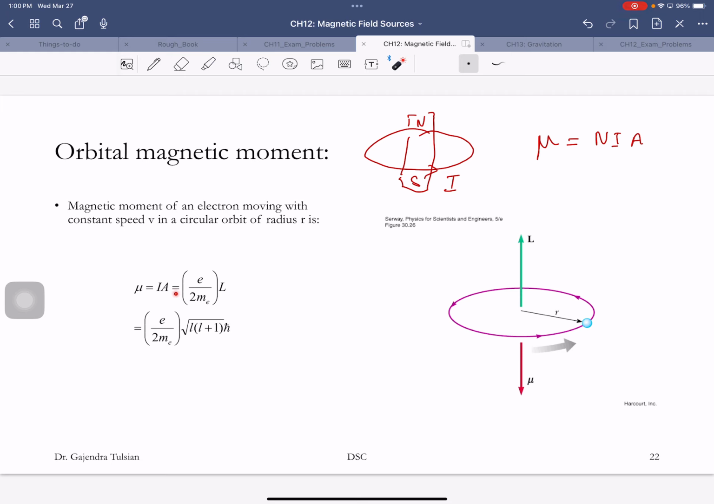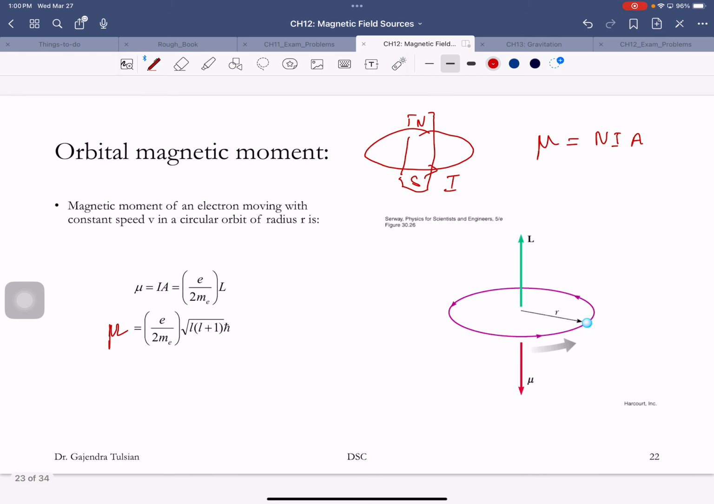Okay, and so if you do the model of the atom, all that expression works out to this. L is the orbital angular momentum. So the strength of the magnet is given by this expression. Okay, so that's the strength of the magnet.